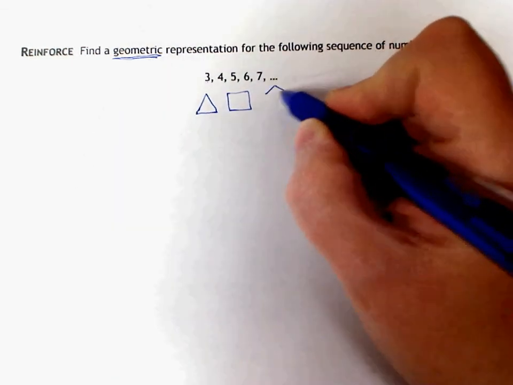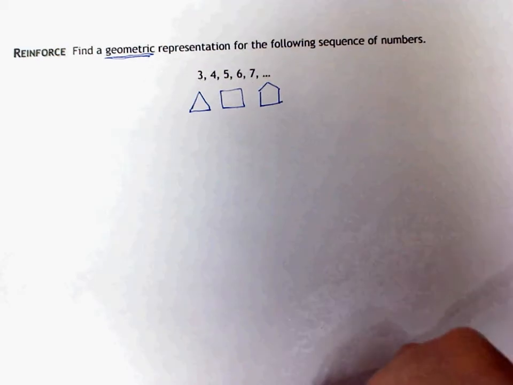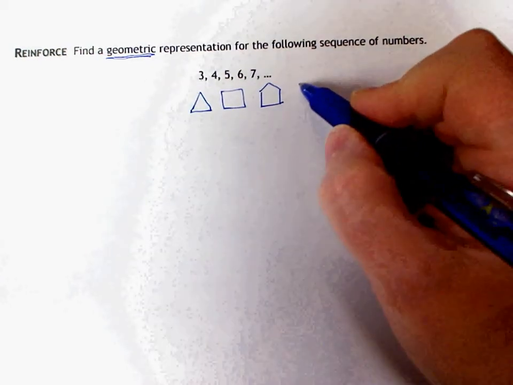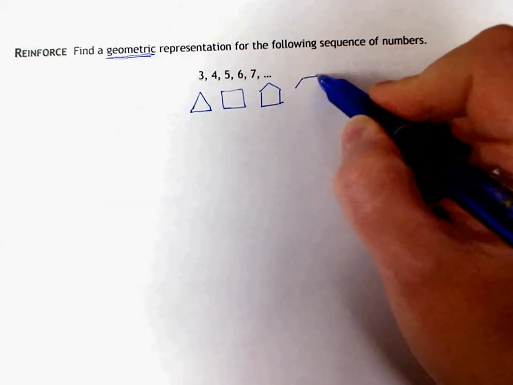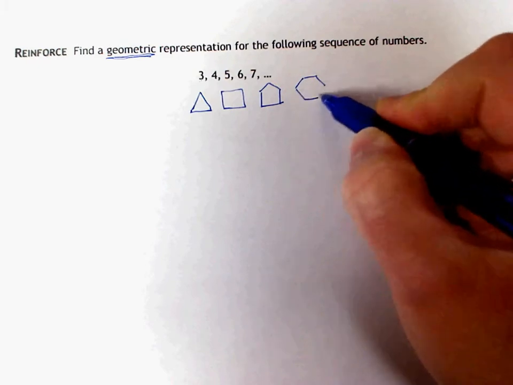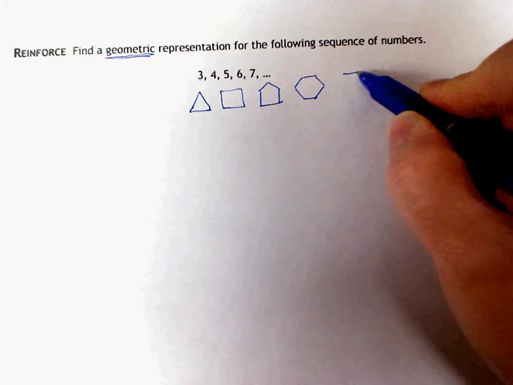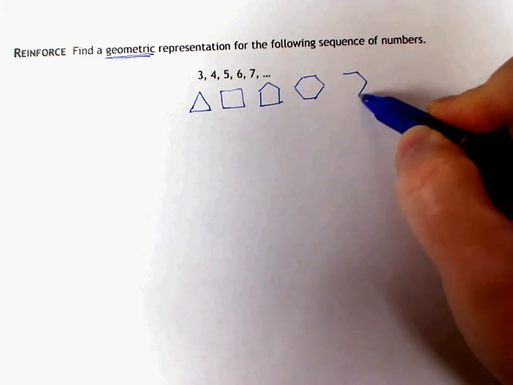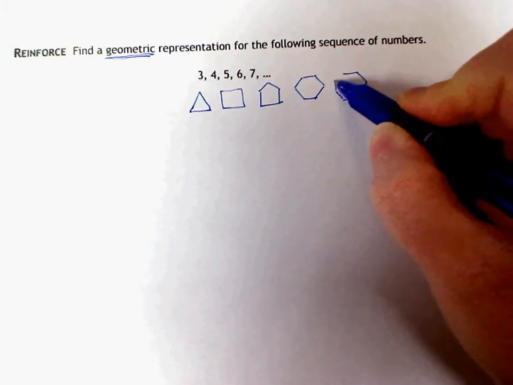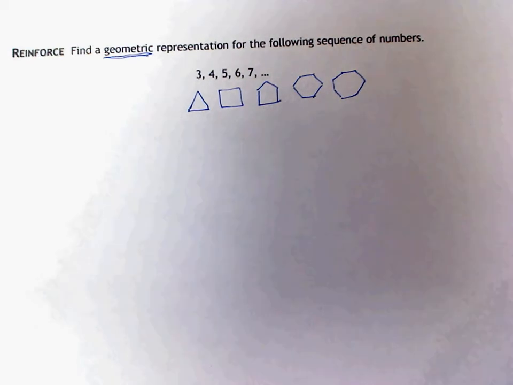Pentagon would be the 5-sided figure, kind of looks like a house. And then we go to the hexagon, which is 6-sided. So it might get a little more challenging there. And then a 7-sided figure is a heptagon. So don't judge on the shape of my heptagon, but trust me, there's 7 sides there. So that's a geometric representation of that series or sequence of numbers.